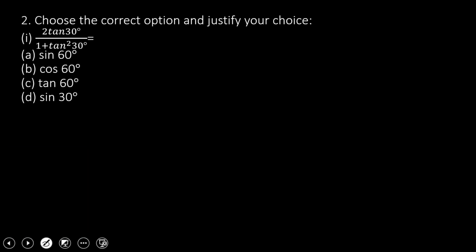First one is 2 tan 30 upon 1 plus tan square 30. I suggest you firstly remember the trigonometric table. Remember the trigonometric table, then it will be easy for you. So we will solve it.